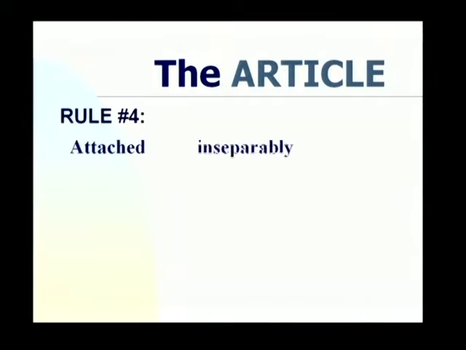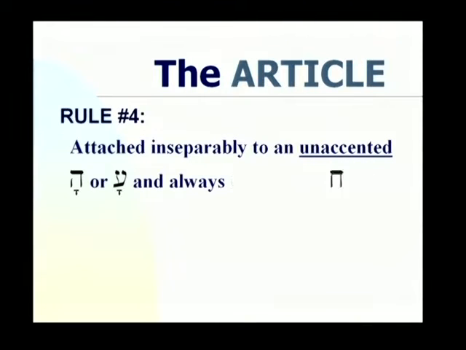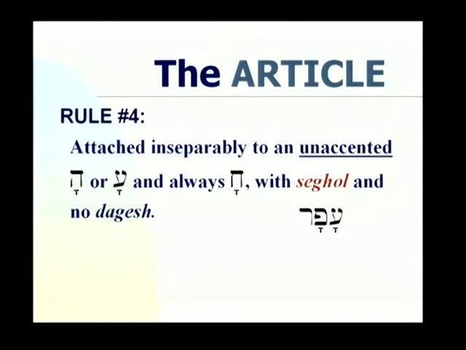Good. Rule number 4, when the hay article is attached inseparably to an unaccented hay with the qamets, ayin with the qamets, or cheth with the qamets, notice all three of these with the qamets, you have a segol and no dagesh under the hay. So rule number 4 is that the hay article is attached inseparably to those gutturals that have qamets under them and are unaccented. That's one of the keys, unaccented. If it's accented, it'll follow a different rule, but it's unaccented. It becomes a segol, and there's no dagesh because, again, the gutturals refuse the doubling dagesh.